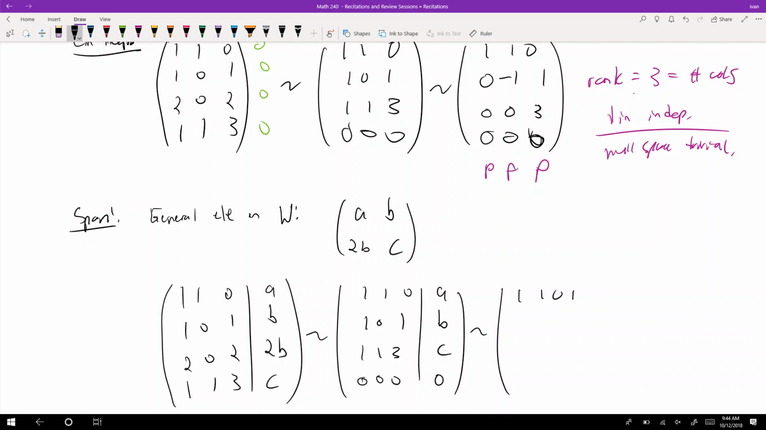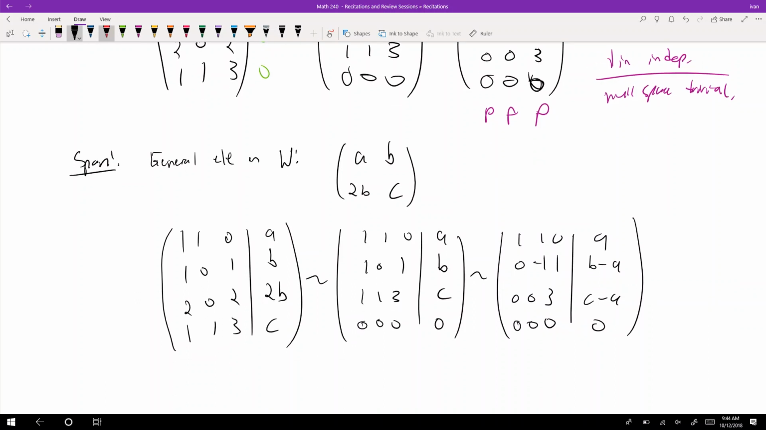So 1, 1, 0. That's A. 0, negative 1, 1. Well, I did row 2 minus row 1. So this is B minus A. 0, 0, 3. That's row 3 minus row 2. And so that's C minus A. 0, 0, 0, 0. And the system is consistent, right? So consistent system, so it spans.